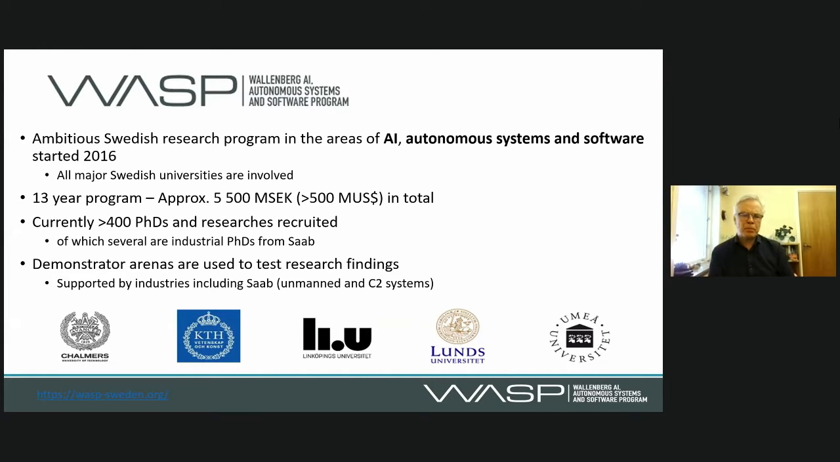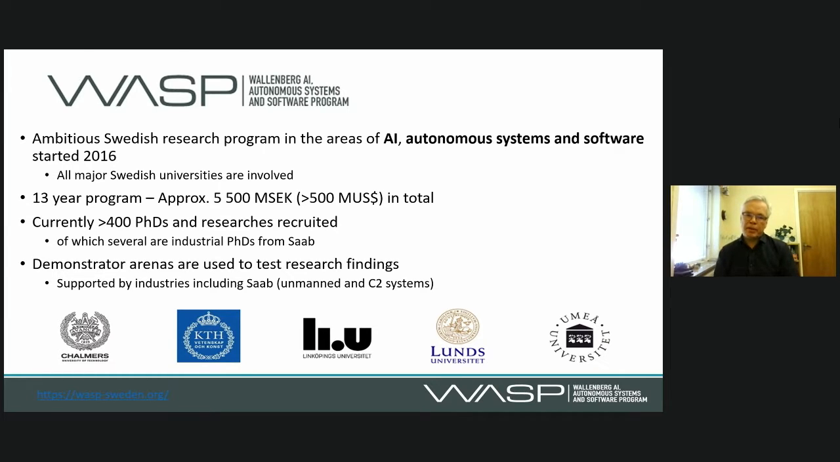The first two examples come from the WASP program. For those who have not heard about WASP, it is actually the biggest research program ever in Sweden. It's a program focusing on AI, autonomous systems, and software. It started in 2016, and today it is more than 5.5 billion Swedish kronor in total.